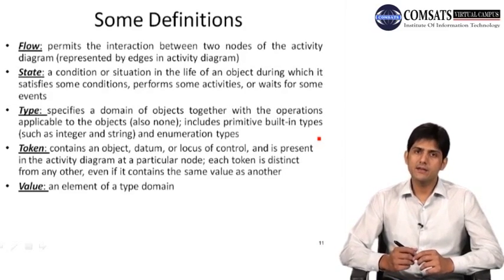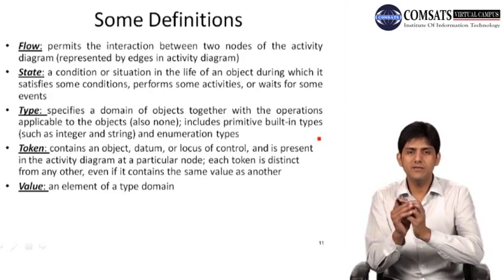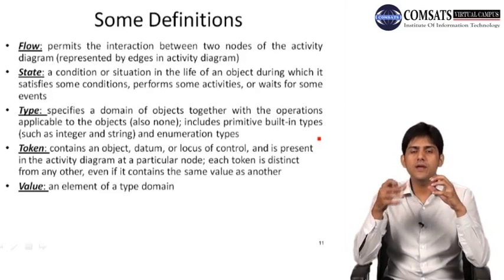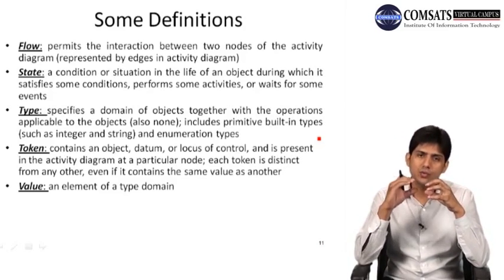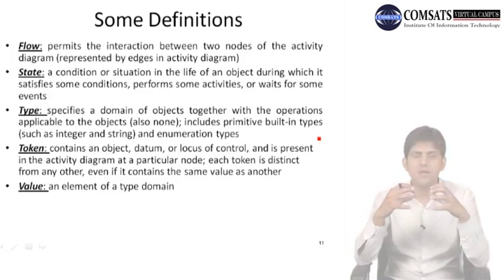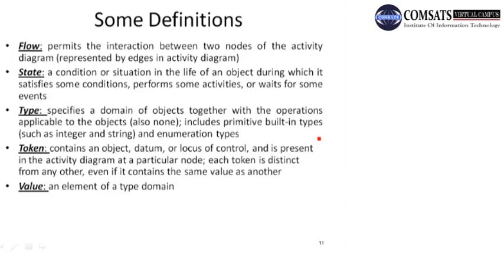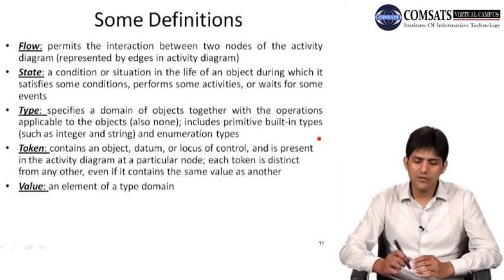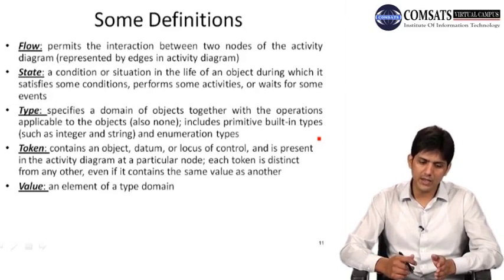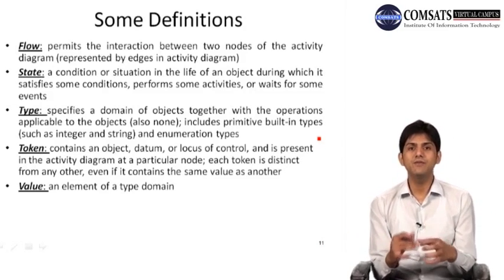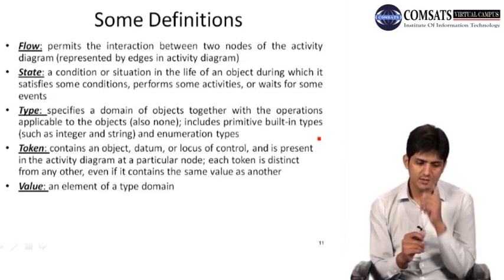So we saw that there is data flowing between different activities, but you will see in a moment that we tend to wait for certain events or certain sets of actions, and only then is the data passed. So in an activity diagram, there are different states, and depending on those states, the data flows between different activities. Then we have type. The type specifies a domain of objects together with the operations applicable to the object, and includes primitive built-in types such as integer and string, and enumeration types. So we can also specify what type of data is flowing between different activities.